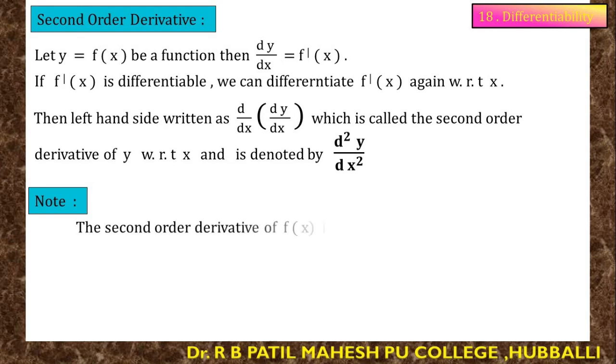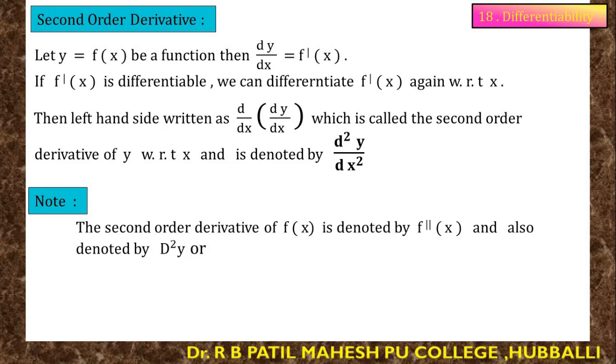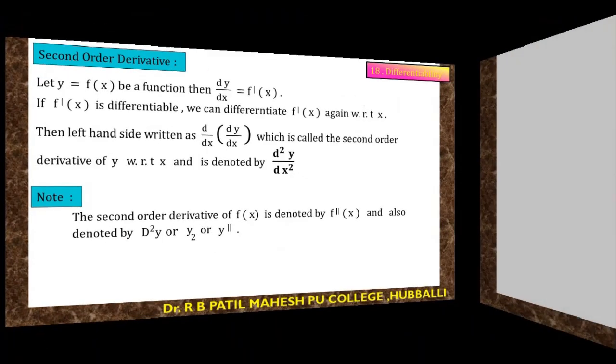Remember students, this is a very important note. The second order derivative of f of x is denoted by f double dash of x, and also denoted by d square y or y2 or y double dash. These are the different notations used for the double derivative. If the y function is differentiated 3 times, we write d3y or y3, y triple dash, f triple dash x. Here d3y by dx3. Now see the examples.